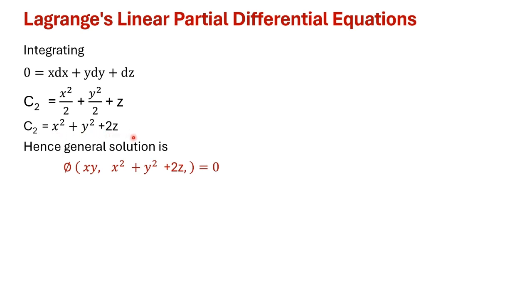So the general solution will be psi of x y, which is solution 1, and x square plus y square plus 2z, which is solution 2, equal to 0. So this is the general solution required.